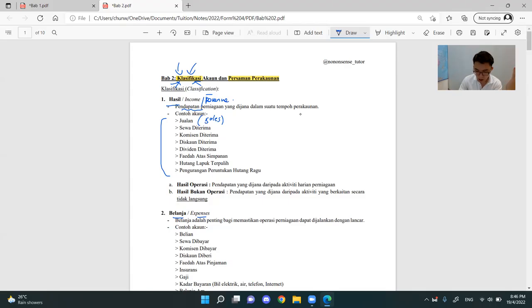Okay, so I think I'll give you an example. So let's say now we do a what business? Yeah, baju business. So we sell baju punya lah. Alright, so kita panggil kedai baju nonsense.